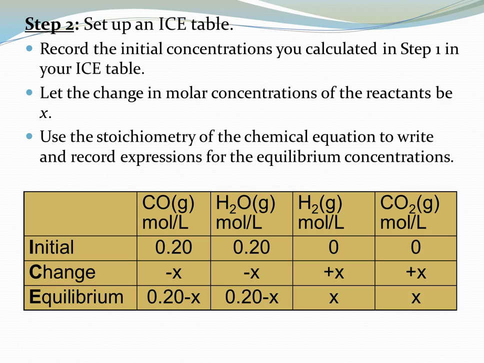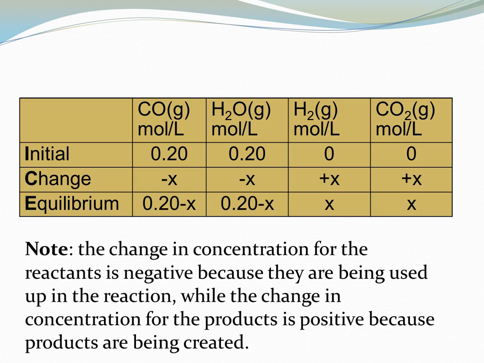The second step is to set up an ice table. The initial concentrations calculated in step 1 should be put in the initial row. X will be the change of the concentrations. The change will be positive for the products because we expect their amounts to increase. The change will be negative for the reactants because we expect their amounts to decrease. With the change, you will be able to write an expression for the concentration at equilibrium in terms of X.